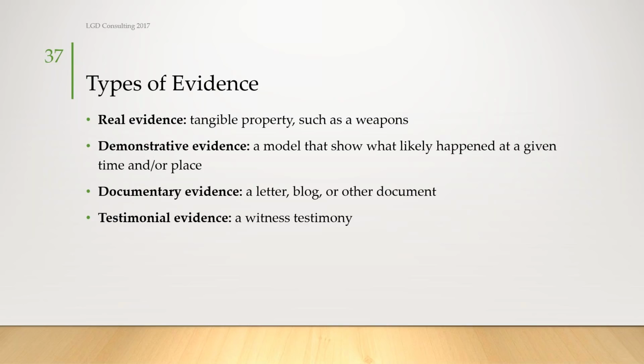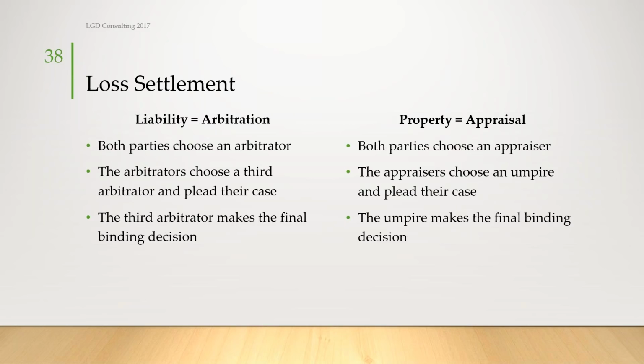Okay, so these are different types of evidence. As an adjuster, you'll need to know the difference between these four. They'll give you a sampling, and you have to define which one it is. For loss settlement, if there's a liability loss, it's typically resolved through arbitration if there's a dispute. Each of you picks an arbitrator. These two arbitrators pick a third arbitrator. They hear both sides, and then they'll make a decision. And it is binding. That's for liability disputes.